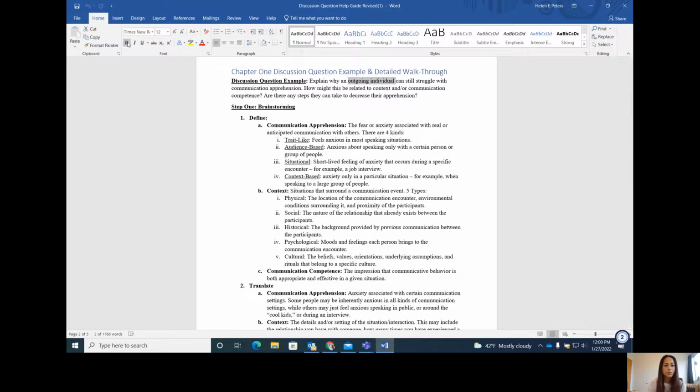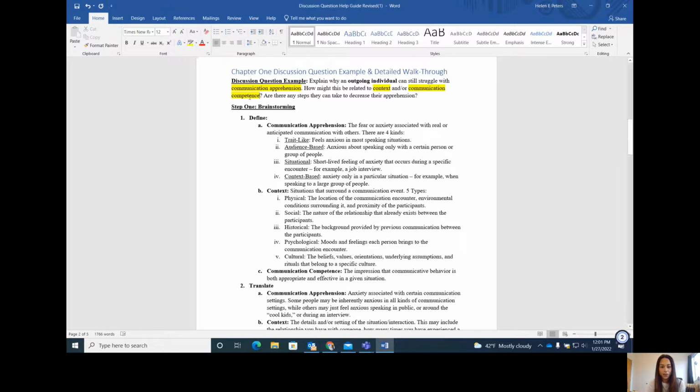I would probably bold "outgoing individual" because that seems important. It's kind of detailed, so I feel like the teacher wants me to pay attention to that. The next thing I would highlight is "communication apprehension" because that sounds very much like a term. Then "context," because that sounds like a term. And "communication competence" also sounds like a term.